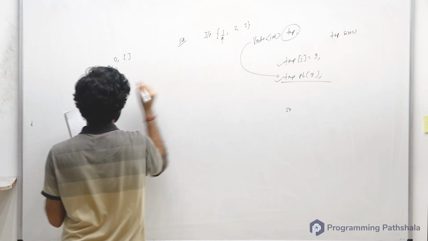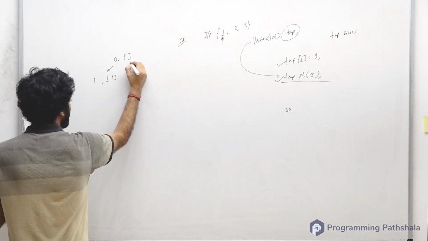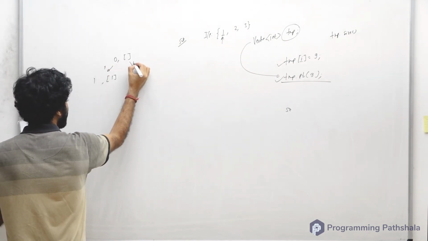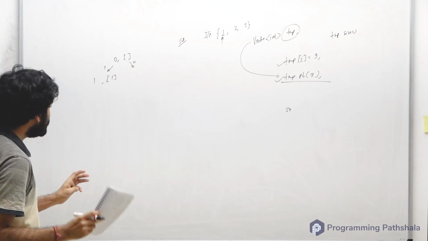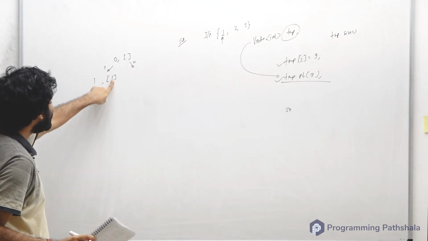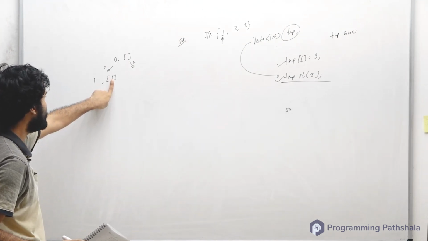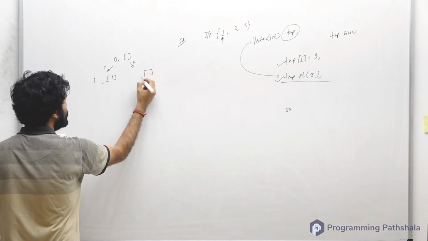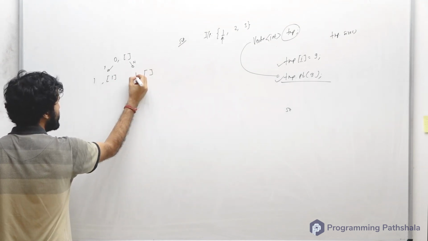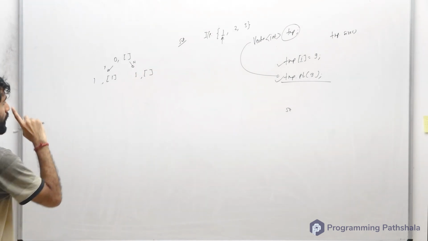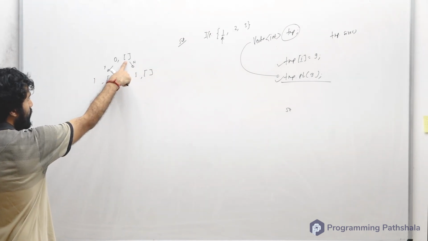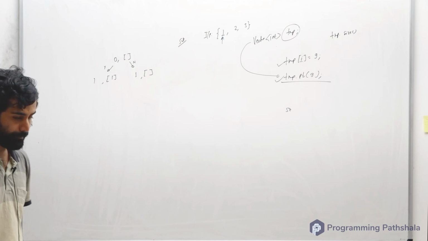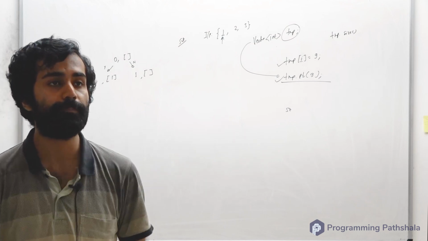the next index, which is index number 1. So this was your yes branch. In the no branch, you would want that 1 is not there in my vector, and you move on to the next index, which is index number 1. Now this vector, would you want to pass it by reference, or would you want to pass it by value?